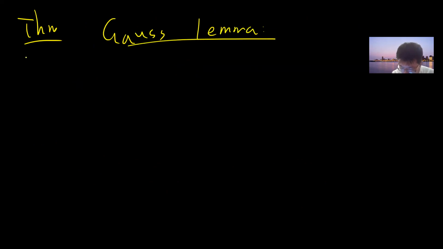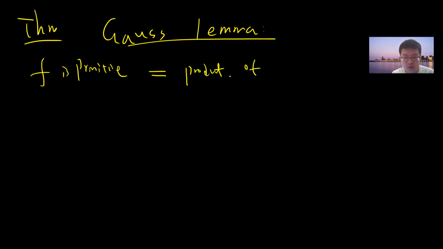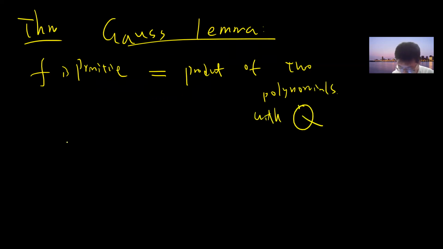Okay, so the theorem, Gauss's Lemma. Gauss's Lemma says that if f is primitive and can be factored as a product of two polynomials with rational coefficients, then f can be factored as a product of two polynomials with integer coefficients.